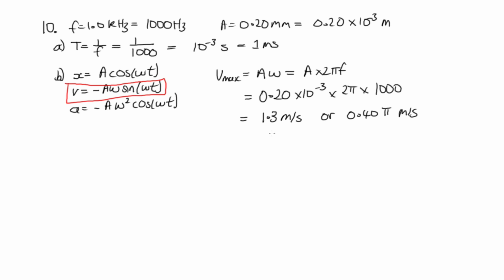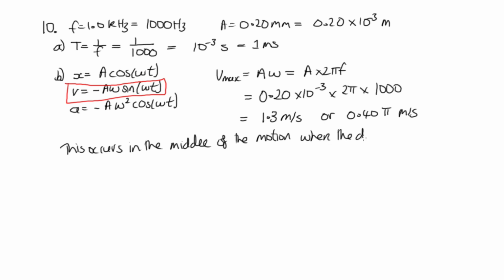And it also asks at what point does this occur. So in simple harmonic motion, the maximum velocity occurs in the middle when the displacement is 0. So this occurs in the middle of the motion, where the displacement from equilibrium is 0.